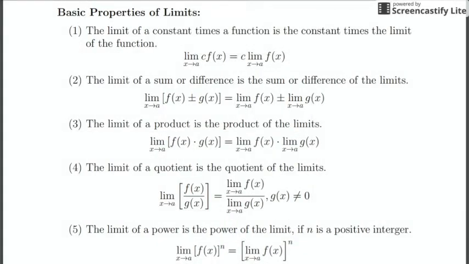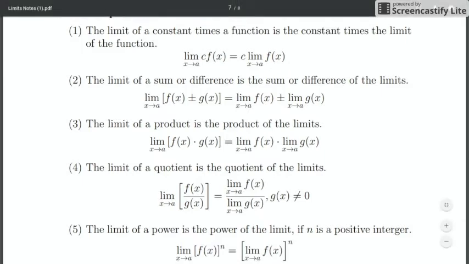And to finish, we'll just discuss the basic properties of limits. Okay, everybody, just to finish this off here, we're just going to discuss some basic properties of limits. Okay, first of all, the limit of a constant times a function is the constant times the limit of the function.